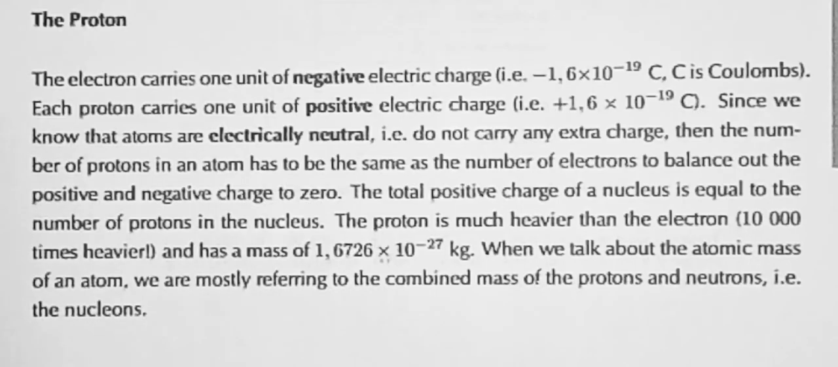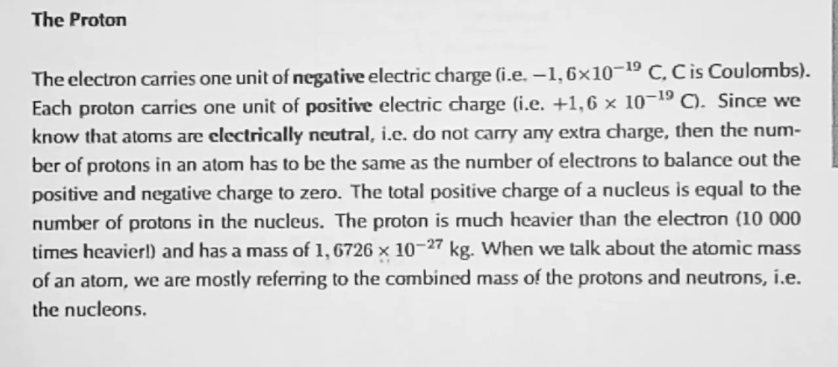The total positive charge of a nucleus is equal to the number of protons in the nucleus. The proton is much heavier than the electron, about 10,000 times heavier, and has a mass of 1.6726 times 10 to the power of negative 27 kilogram.